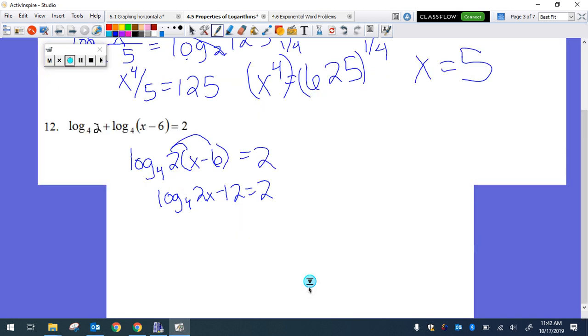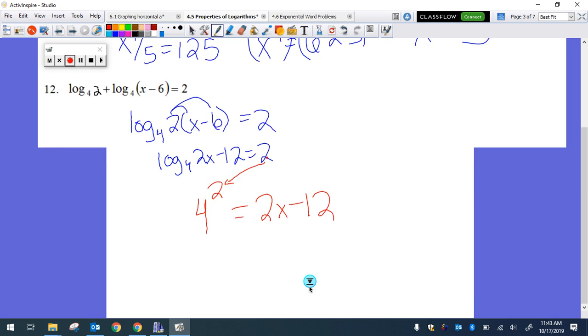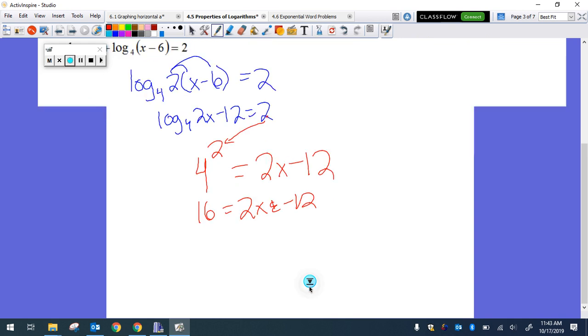Now, the right-hand side does not have a log base 4, so I cannot cancel them out. So what I really want to do is turn it into an exponential, which you just did on your last worksheet. So remember, your base becomes your whole number. What it equals becomes your exponent. So that went there. And then it's got to equal the 2x minus 12. 4 squared is 16 equals 2x minus 12. Add that 12 over. So 28 equals 2x. Divide by 2, and x is 14.